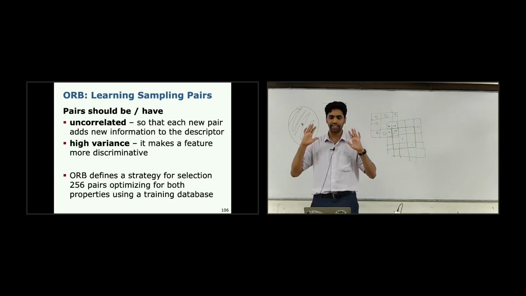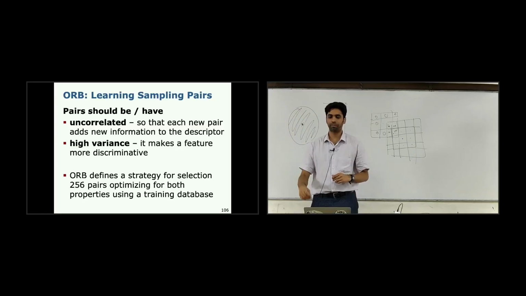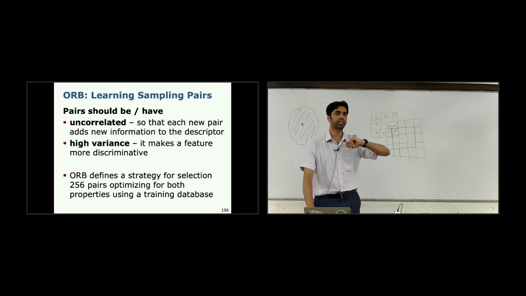And in the end, again, they also choose 256 pairs, do the test, and come up with a 1-0 string which you could use for matching.